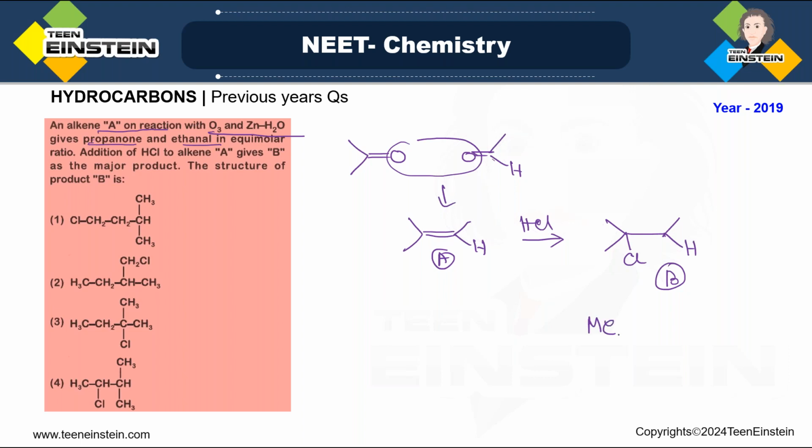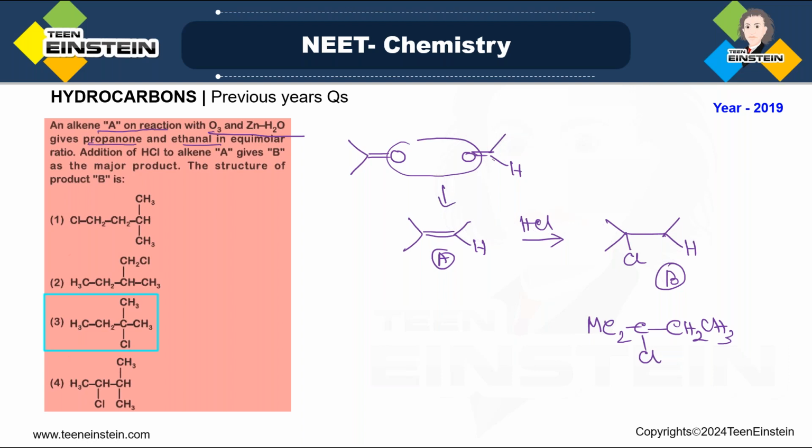So the structure of B is Me2CCl and then CH2CH3. So Me2CCl directly linked. It is matching with option 3, isn't it? So this should be our correct option.